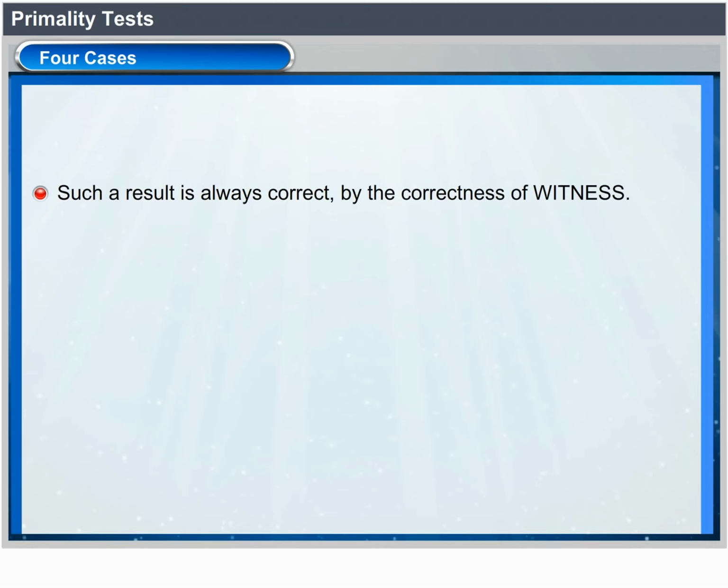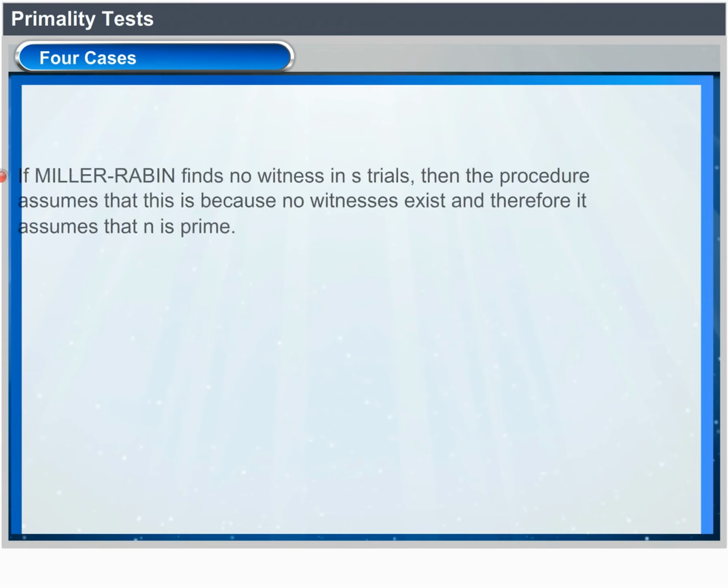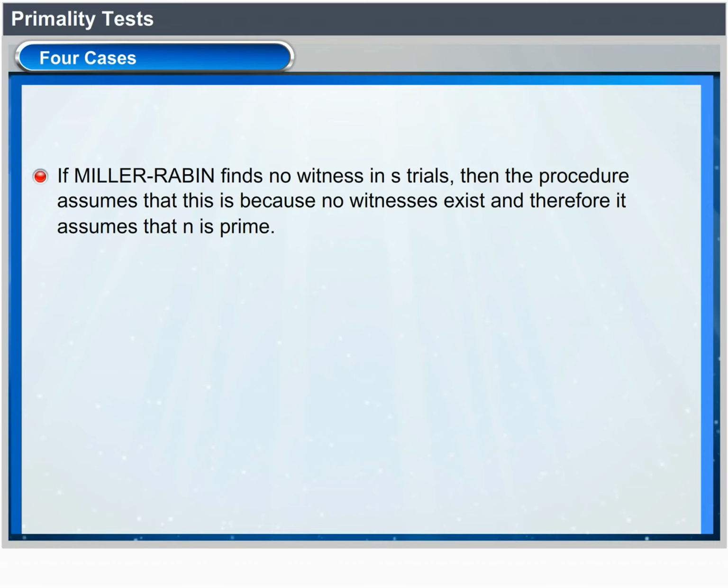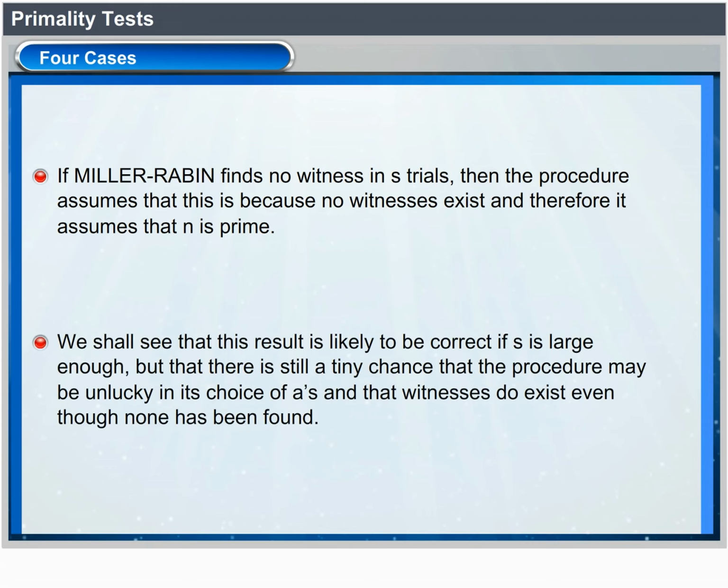If Miller-Rabin finds no witness in s trials, then the procedure assumes that this is because no witnesses exist, and therefore it assumes that n is prime. We shall see that this result is likely to be correct if s is large enough, but that there is still a tiny chance that the procedure may be unlucky in its choice of a's and that witnesses do exist even though none has been found.